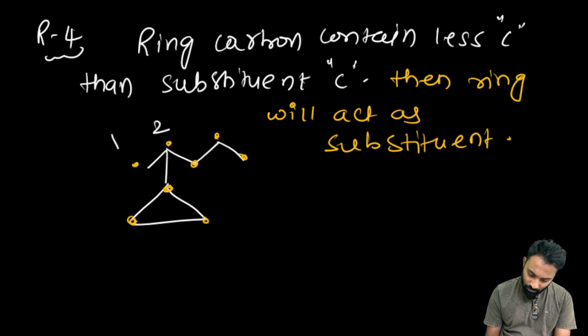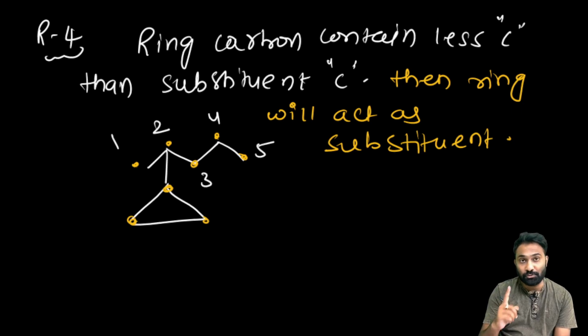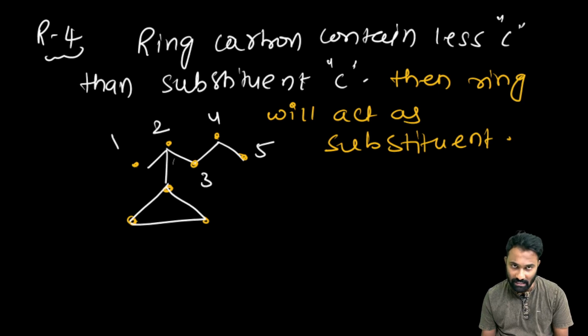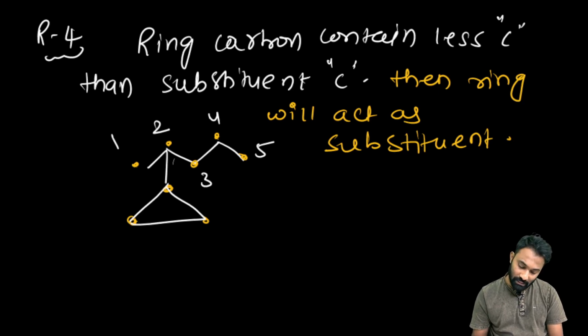Here 1, here 2, here 3, here 4, 5. Now what I said, the substituent should get the least number. If you start the numbering from right to left, then what will happen? The substituent is getting the fourth number. So that numbering is wrong. This numbering is correct. Now here how to write the IUPAC name for this one? Now here the ring is acting as the substituent.